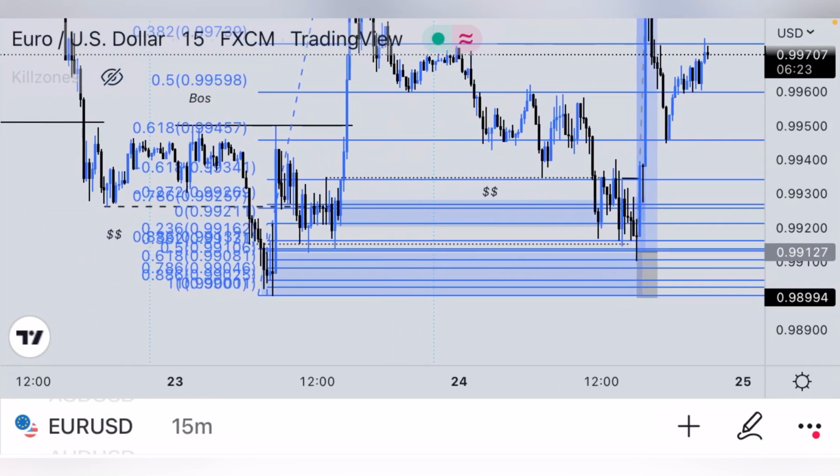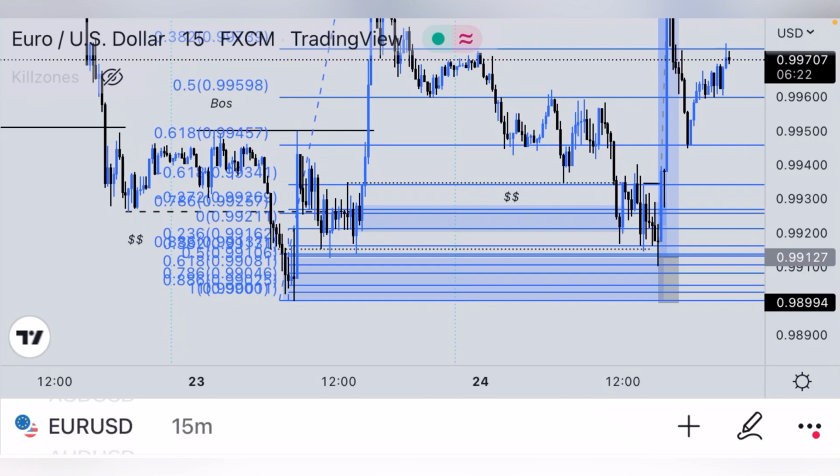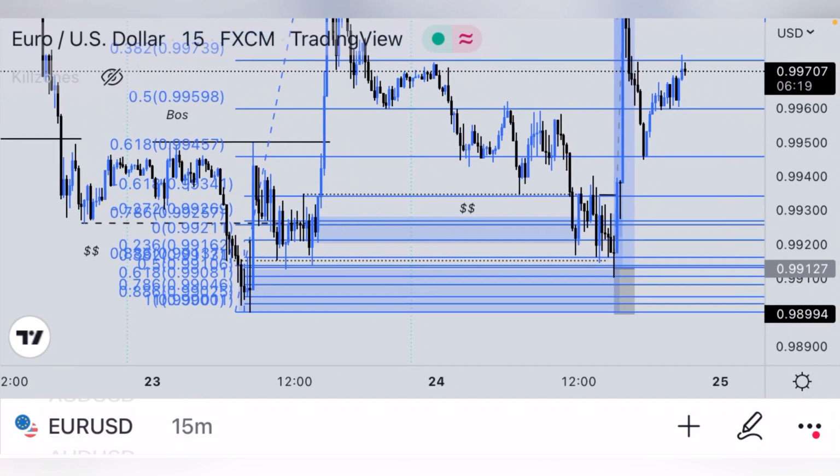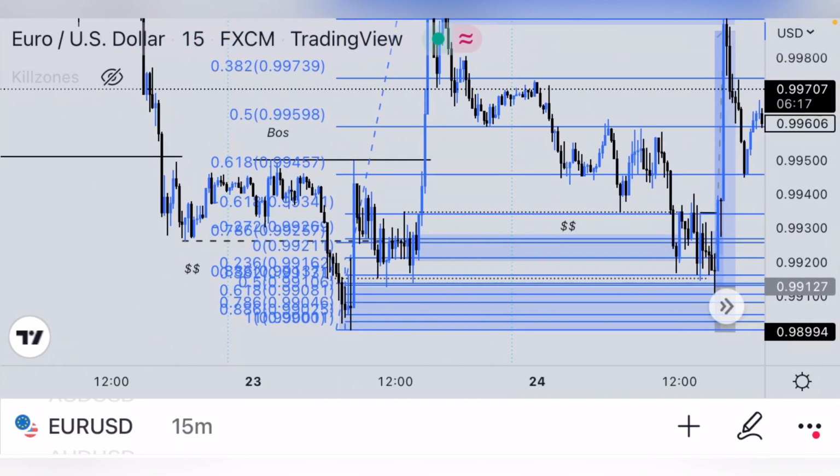You draw your Fibonacci for your uptrend. If you are having more of a downtrend and it breaks, draw it from your swing low to the swing high, and if it's for a downtrend, draw it from your swing high to your swing low.